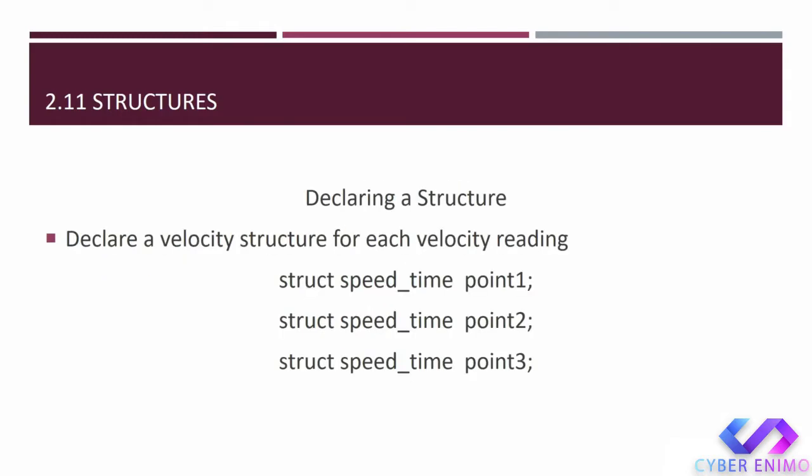Now that we've defined the structure speed_time, we can use it to declare variables of type struct speed_time. So if we are trying to plot the speed versus time of a vehicle and we need several points, we can use the structure to declare point1, point2, and point3. Each point would hold the speed of that vehicle at a different time. We declare point1, 2, and 3 as with any other variable declaration. We declare the type and the name of that variable. Only in this case, the type is struct speed_time.